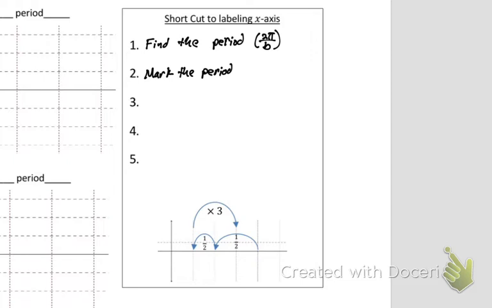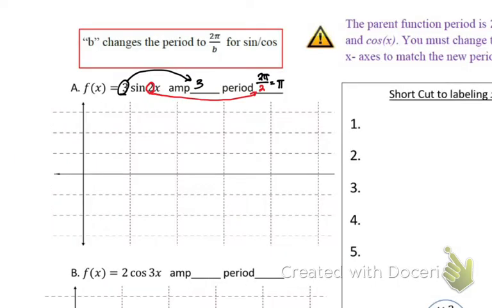So mark the pi, and I'm going to put 4 ticks. So you're going to count out 4 tick marks, and whatever the period is, you're going to put that value there. So let's go back. I'll bring this up again if you're behind. The period is pi, so I count out 1, 2, 3, 4 tick marks, and I put pi right there.